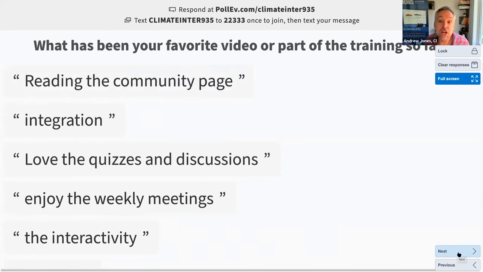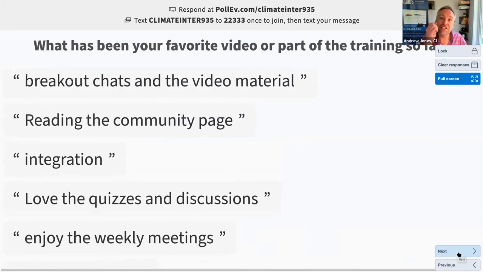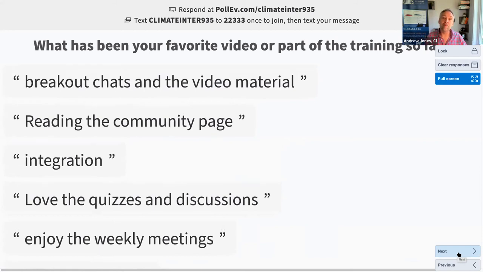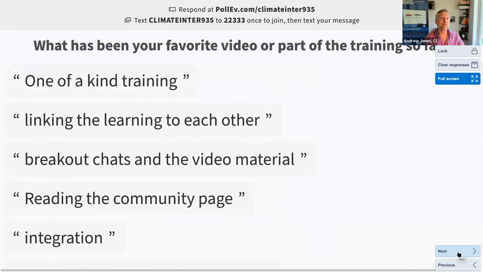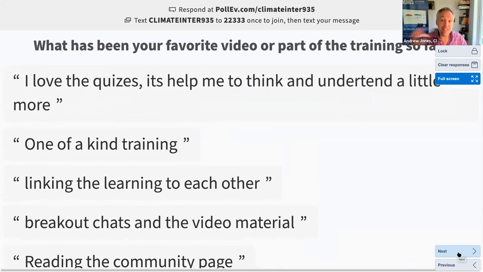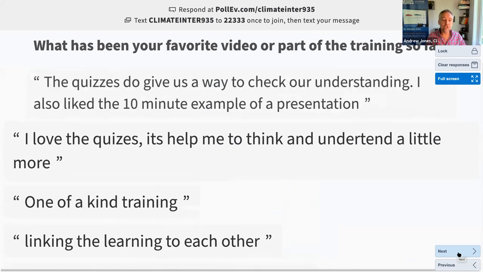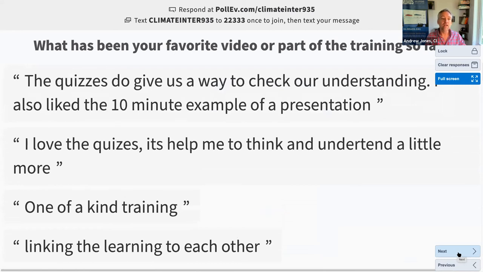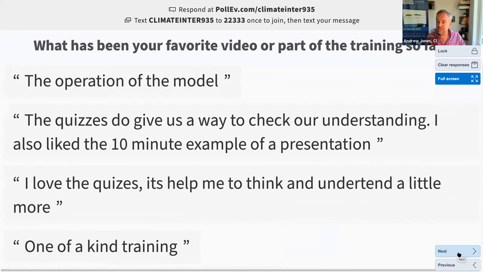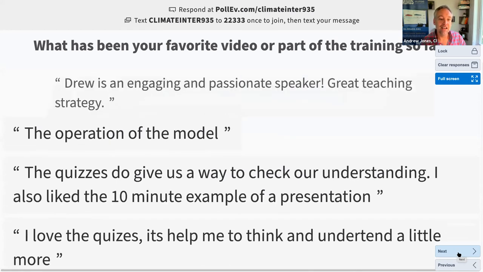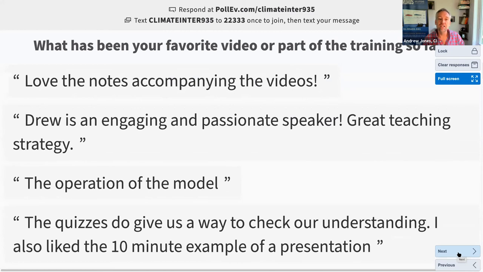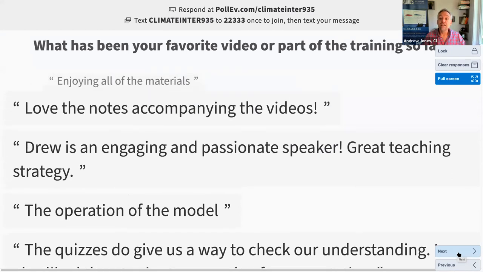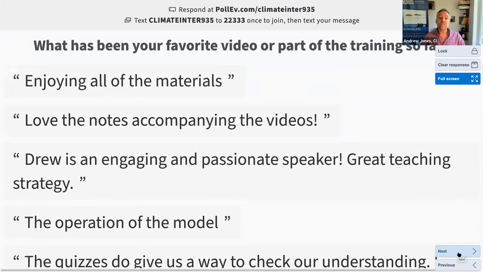Reading the community page. Yeah, people are really stepping up and asking really good questions. And in the support page, George Vine, you asked a really good question of support about the clean electricity standard that has our team working hard behind the scenes to answer you well. You love the quizzes, one of a kind training. The quizzes again, the operation of the model. There's a nod to that. I'm an engaging, passionate speaker. Oh, thanks. Great teaching strategy. The notes, Janet. Enjoying all the materials. Okay, this is fantastic.